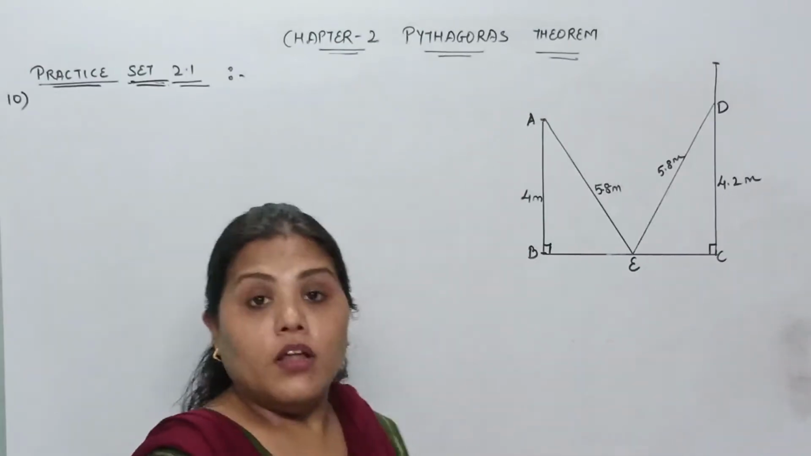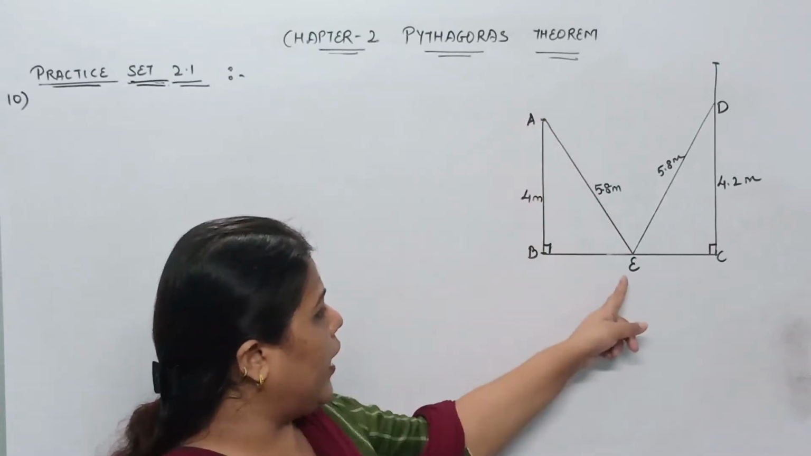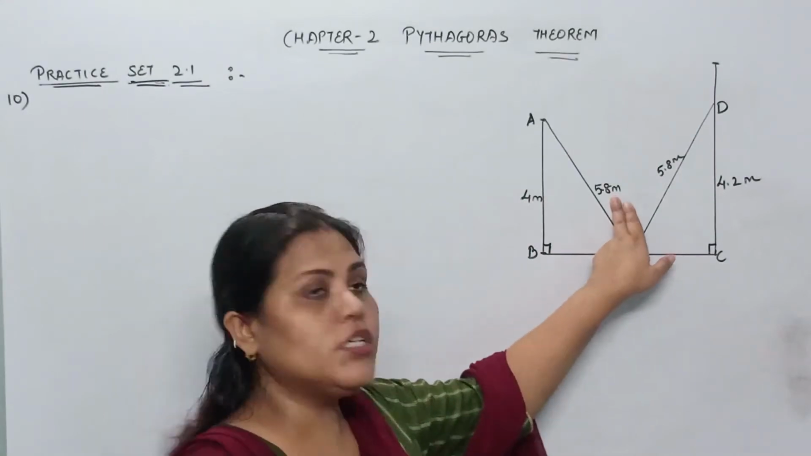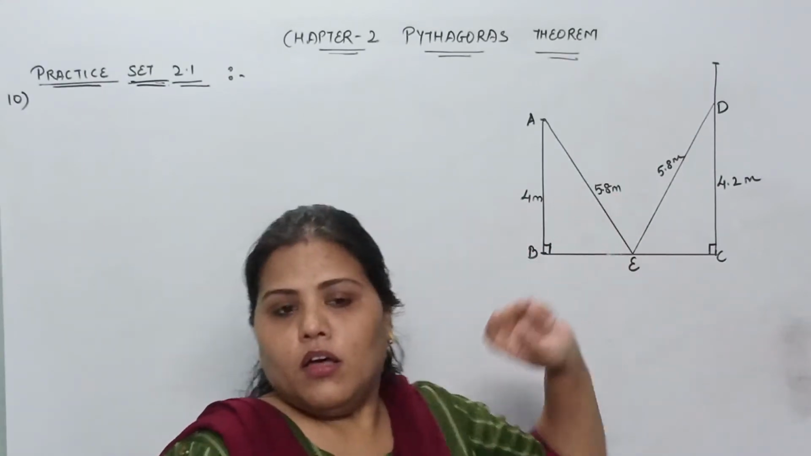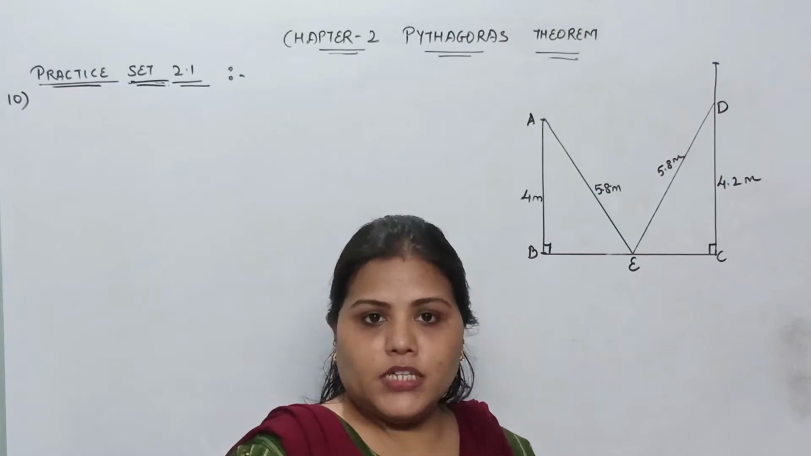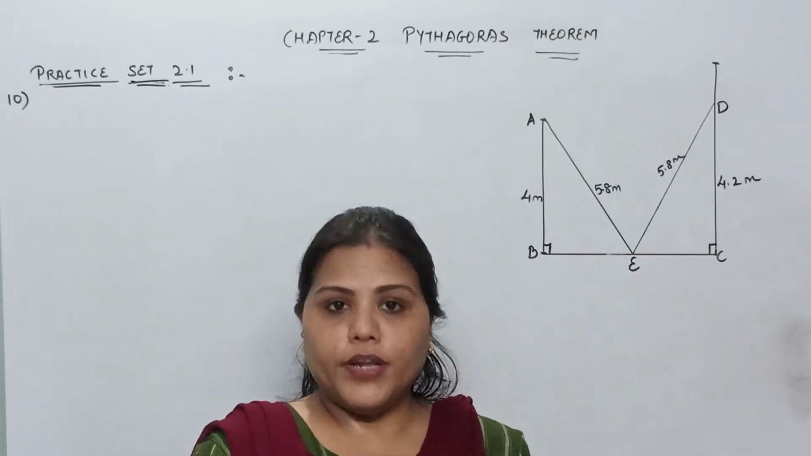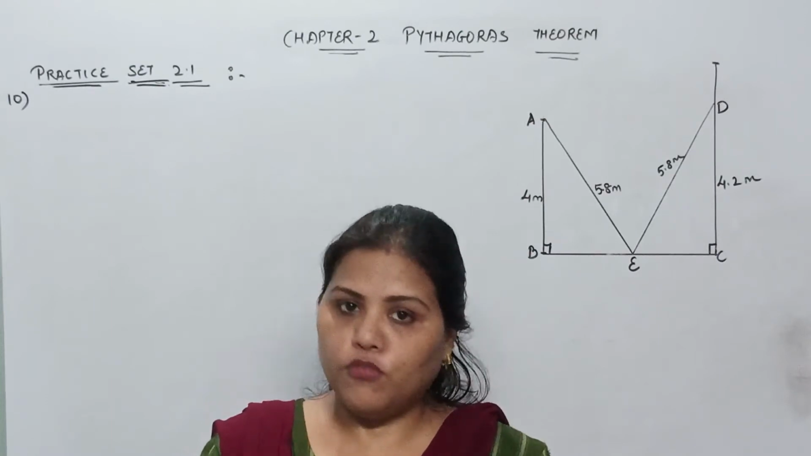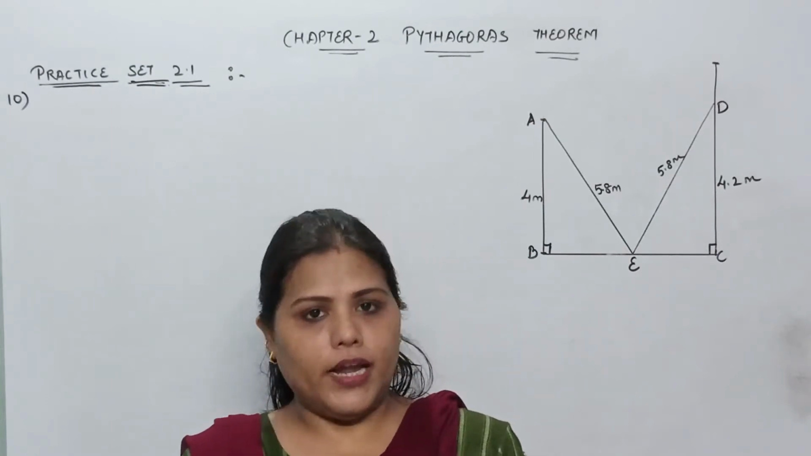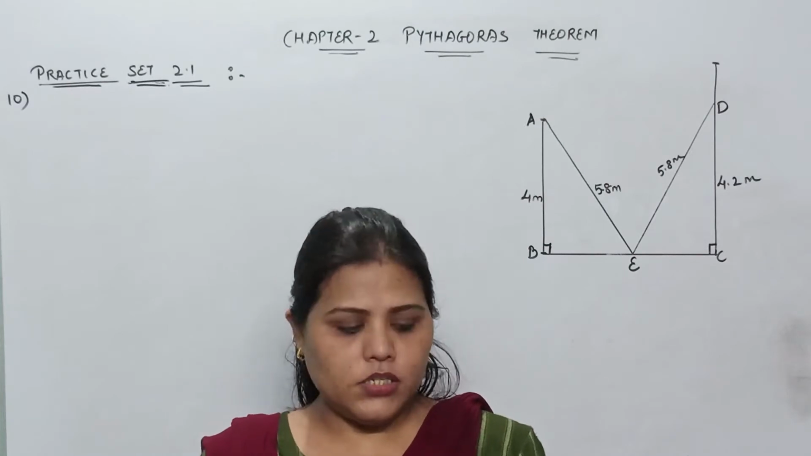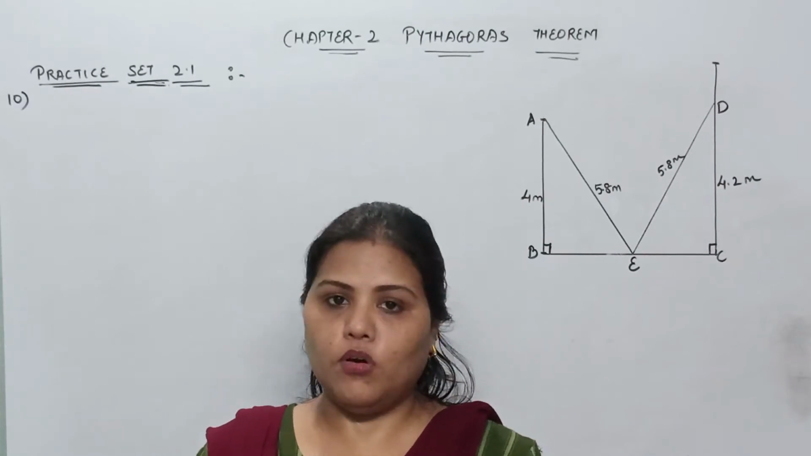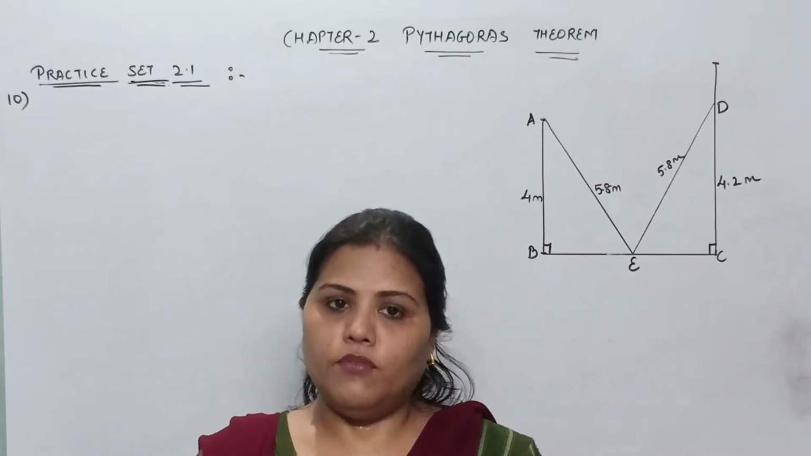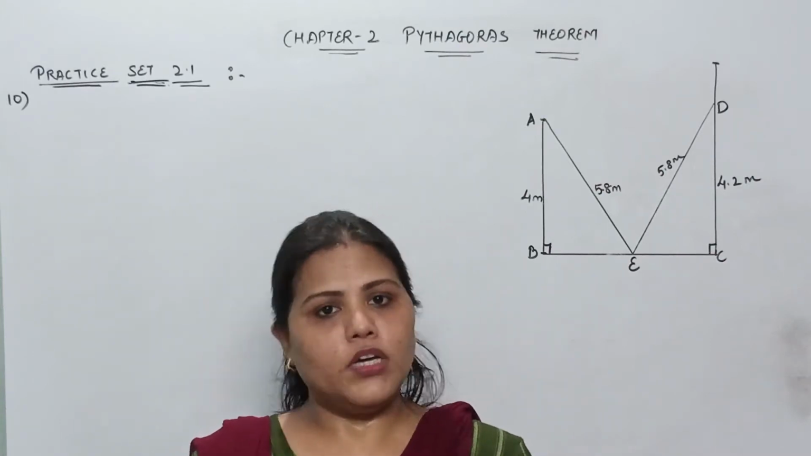Ladder 5.8 meter, AE and ED is the same ladder, the length of which is 5.8 meter, is placed on the street such that its top reaches the first building to the window at the height of 4 meter. On turning the ladder towards the other side of the street, it touches the window of the top of the building at a height of 4.2 meter. We have to find the width of the street.